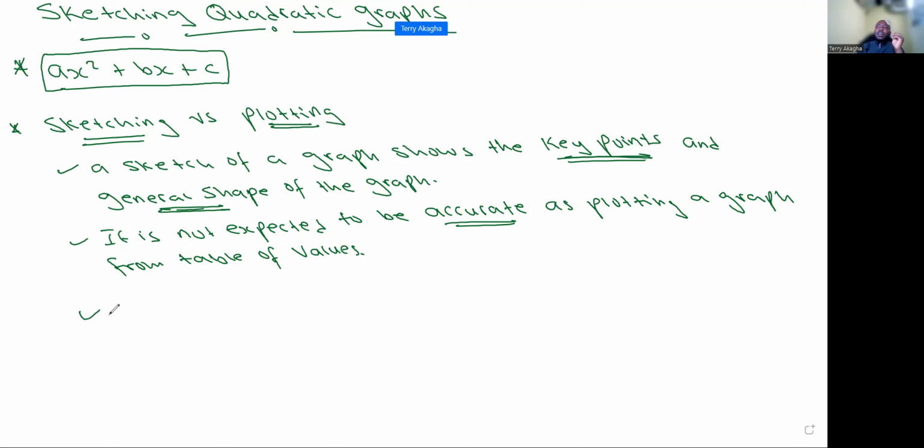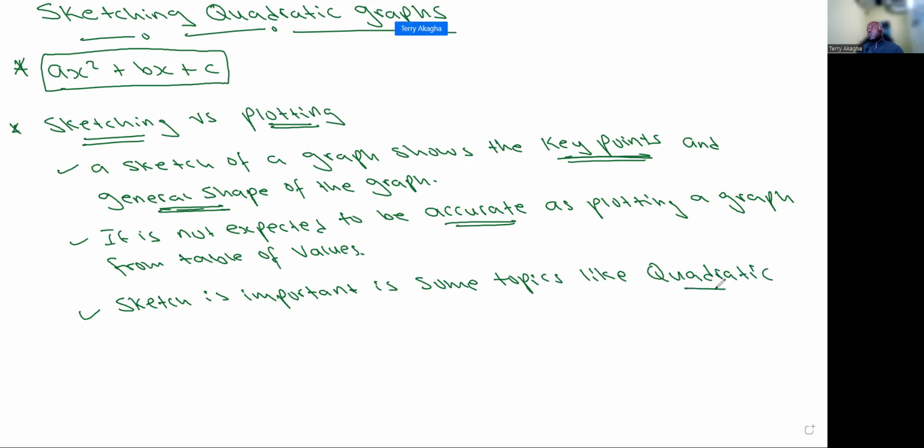But also, a sketch is very important for solving some topics like quadratic inequalities. I'm going to talk about quadratic inequalities very soon, when I'm done talking about quadratic simultaneous equations. So this is one of the topics I'm going to talk about.